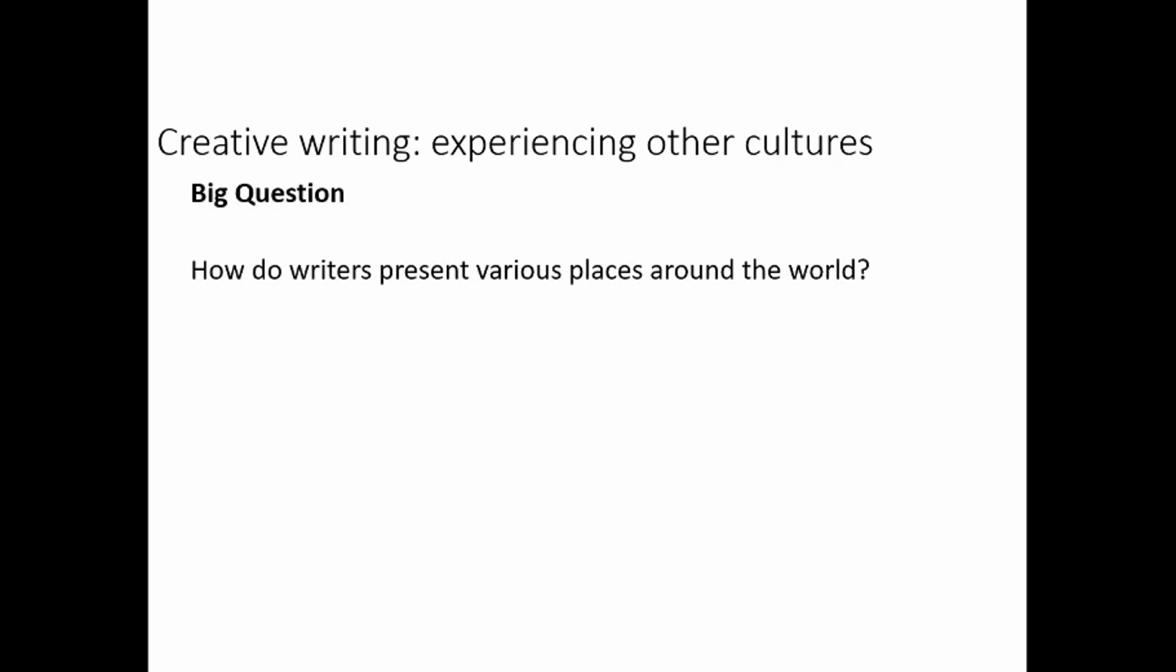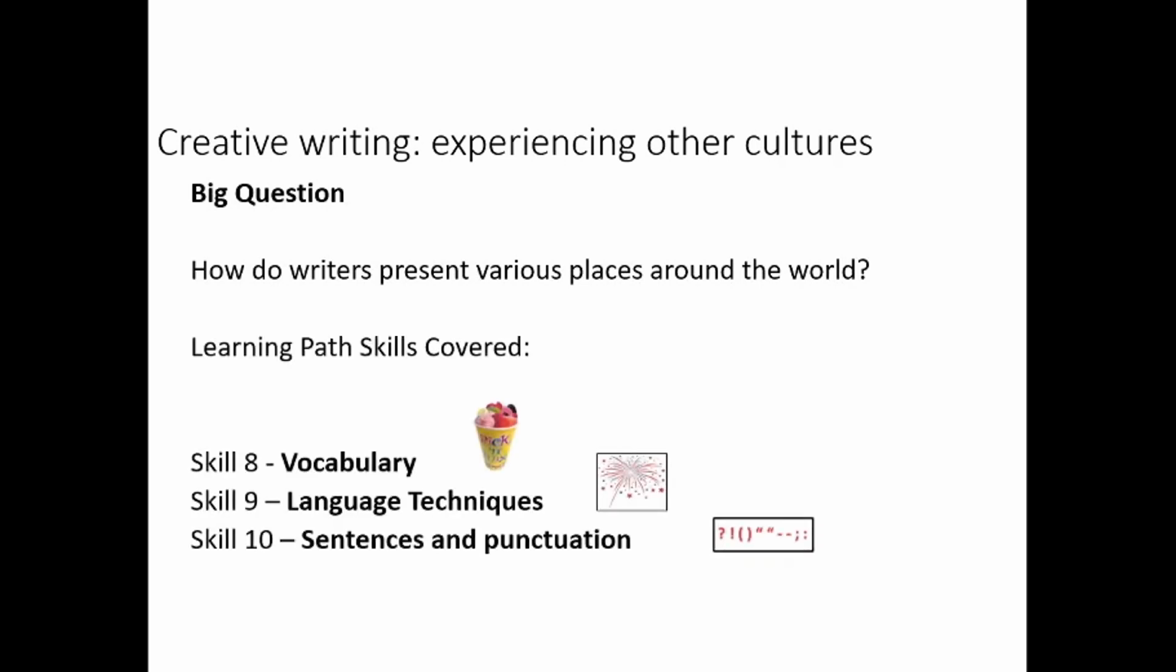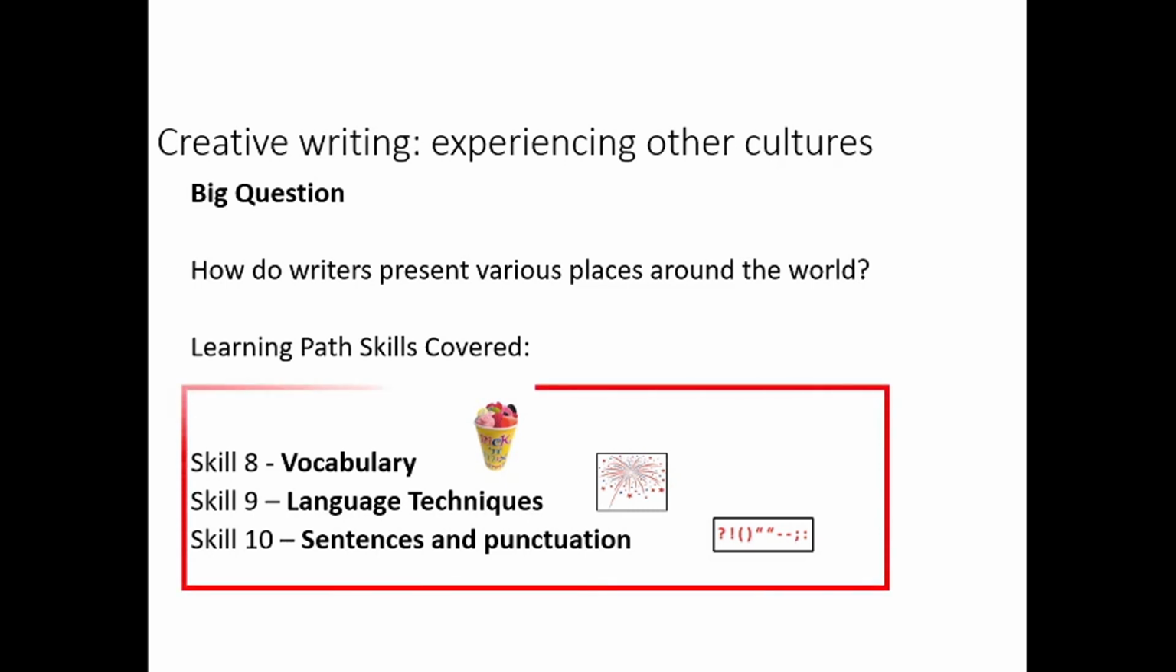Reminder, our scheme of learning is about creative writing, experiencing other cultures. Our big question for the term has been, how do writers present various places around the world? And our learning paths skills have been skill 8 and skill 9, and also skill 10. And because this is your assessment, we're going to be concentrating on all three of those today, but with more of a focus on 8 and 9 because they've been the ones we've been looking at over the past 2 weeks. We've been doing work on sentences as well, but 8 and 9 are the main two.